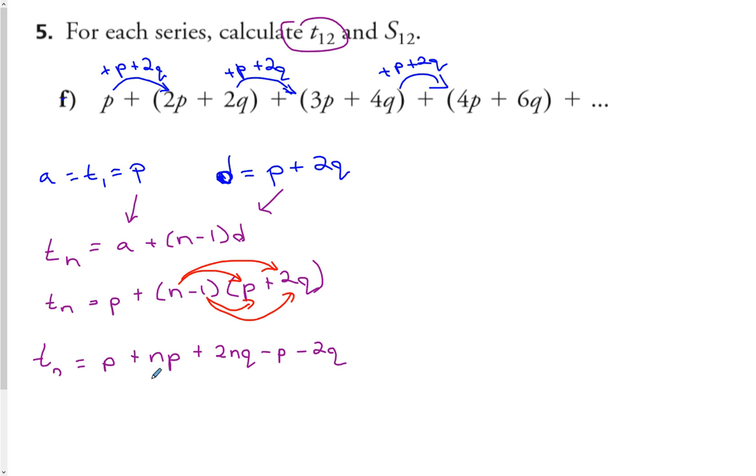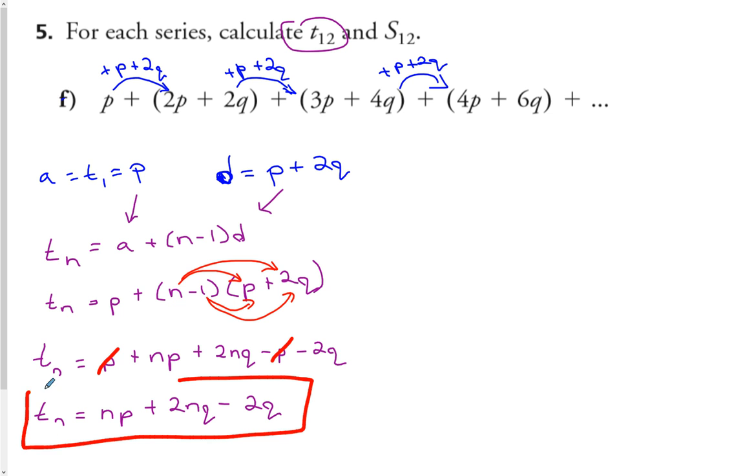Okay, so I've subbed into my general term formula. Now I got to collect my like terms. Well, let's see. I notice I've got a plus p and a minus p. Those are going to cancel each other out. And so it looks like I'm going to be left with the following as my general term. Looks like my general term is going to be np plus 2nq minus 2q. So, okay, great. I got my general term.